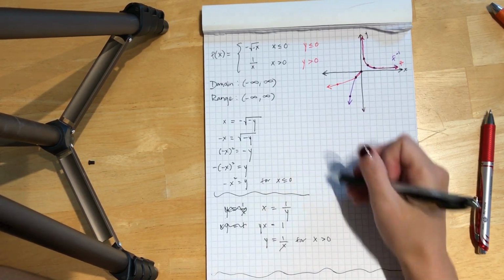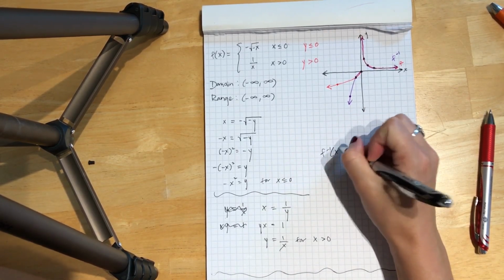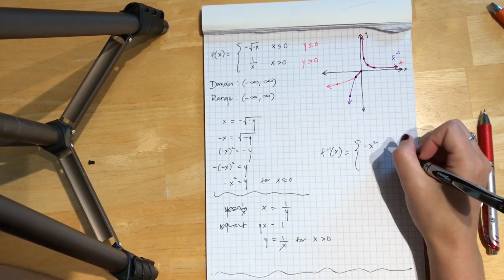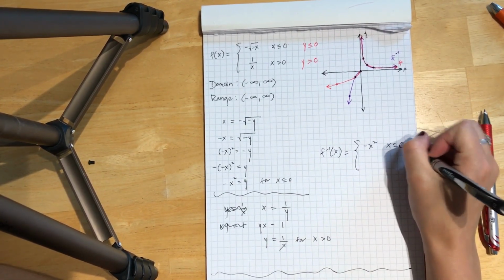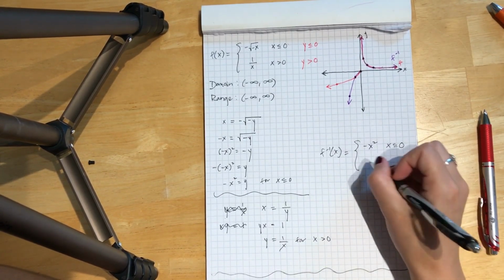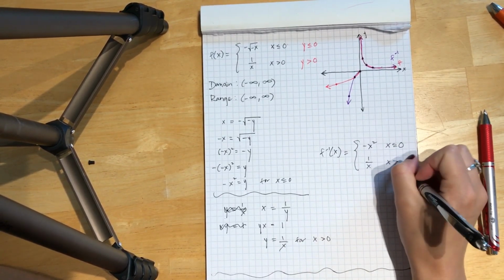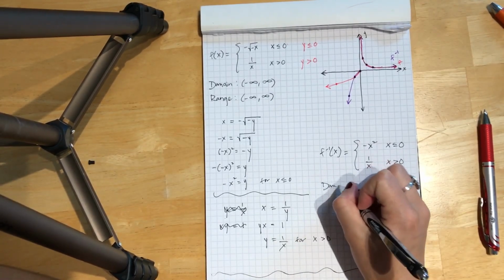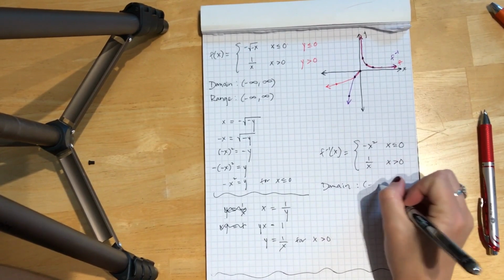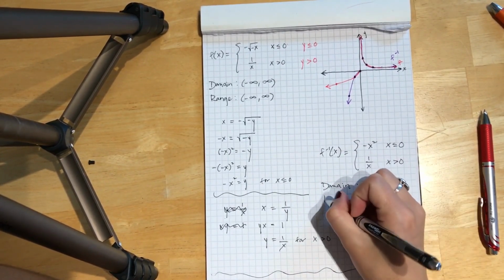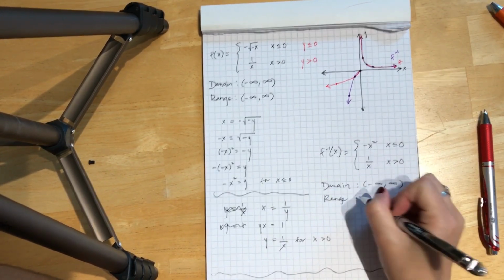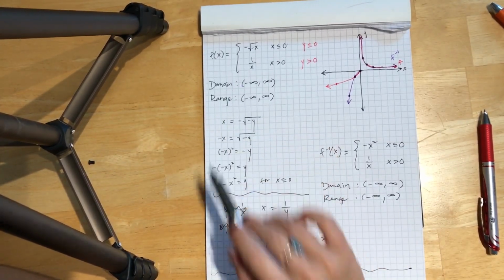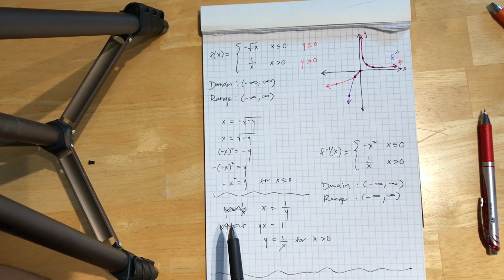So putting that information together, f inverse is -x squared for x less than or equal to 0, and 1 over x for x strictly greater than 0. Where the domain is all real numbers, the range is all real numbers. Okay, and I know that from the domain and range of the function f.